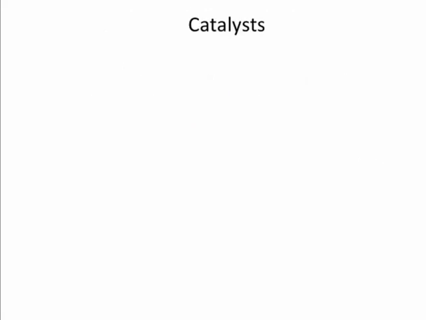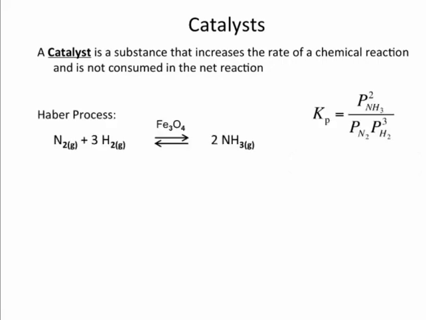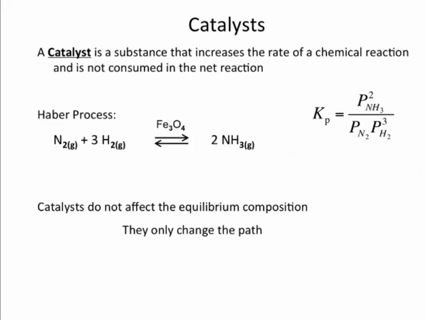Now, one last thing to talk about is what happens when you have a catalyst in. And remember, a catalyst is some substance that increases the rate of the chemical reaction, but is not actually overall consumed. And so say we have this process where you're making ammonia from nitrogen and hydrogen with an iron oxide catalyst. Well, here's your form of the equilibrium constant in terms of pressure. But overall, the catalyst doesn't change the equilibrium composition at all. It just makes it go faster.